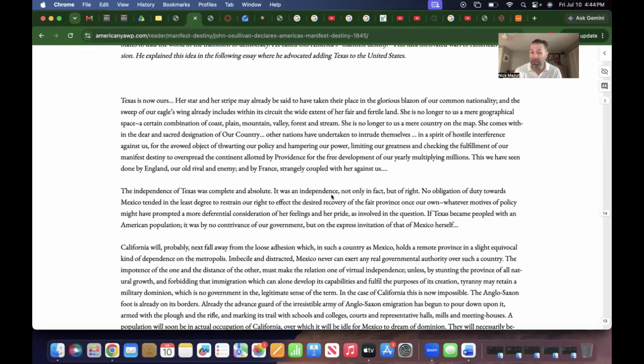Other nations have undertaken to intrude themselves in the spirit of hostile interference against us, for our avowed object of thwarting our policy and hampering our power, limiting our greatness, and checking the fulfillment of our manifest destiny to overspread the continent allotted by Providence for the free development of our yearly multiplying millions. This we have seen done by England, our old rival and enemy, and by France, strangely coupled with her against us.